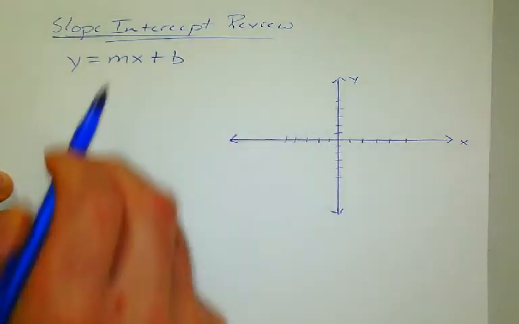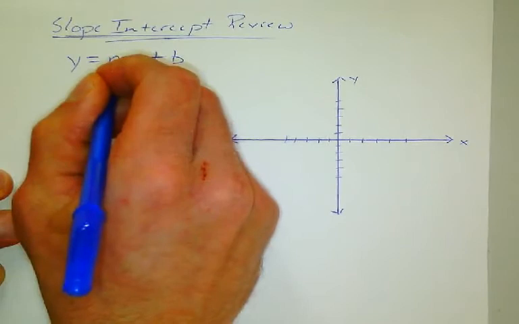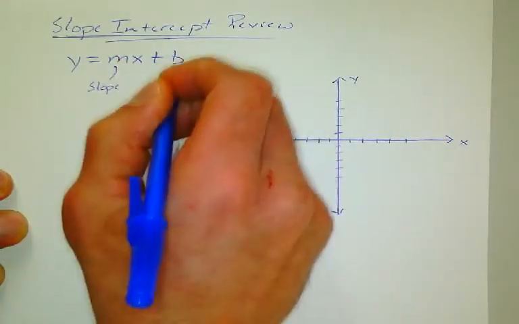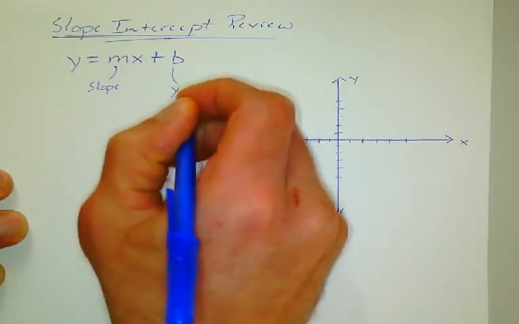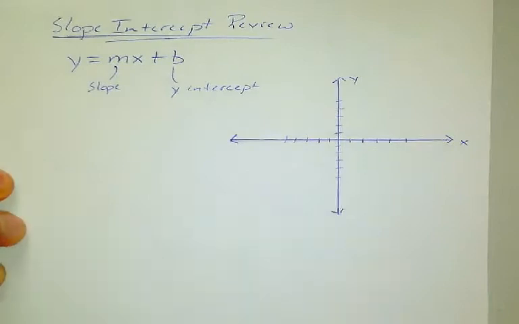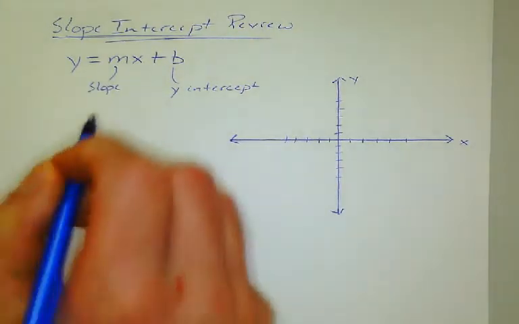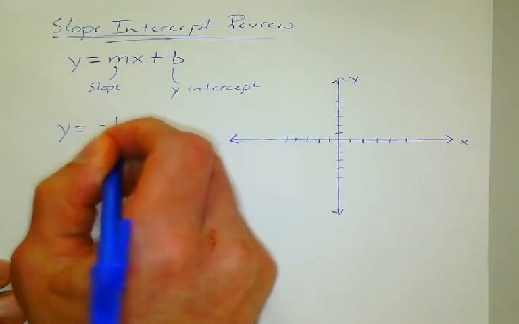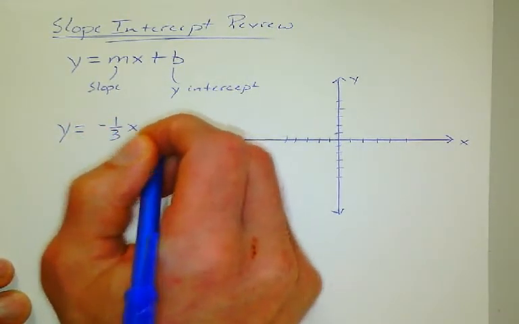Alright, and remember, m is your slope, or your average rate of change, and b is our y-intercept, also known as our starting value. It's where it starts on the y-axis or crosses the y-axis. Let's do one example here. Let's say we want to graph y equals negative 1/3 x plus 4.